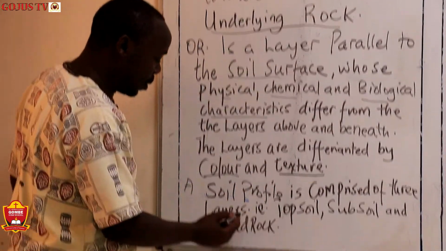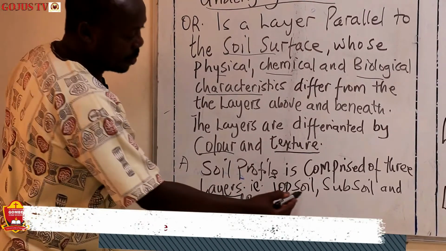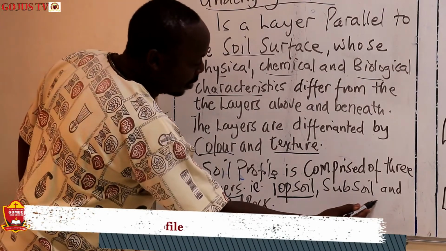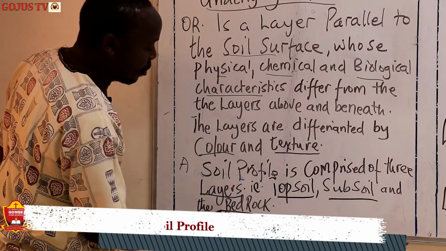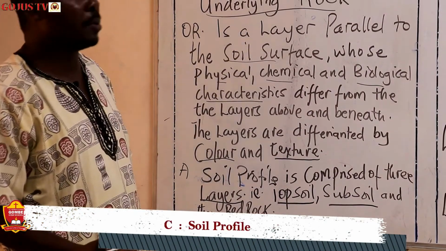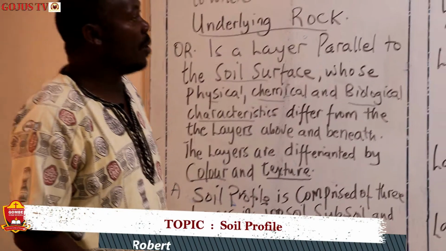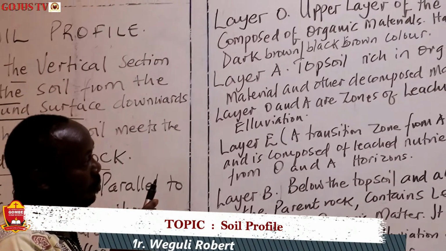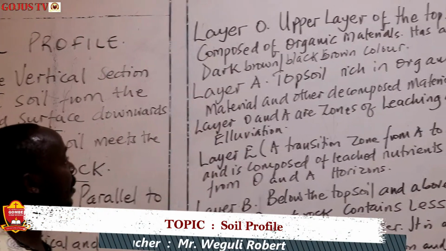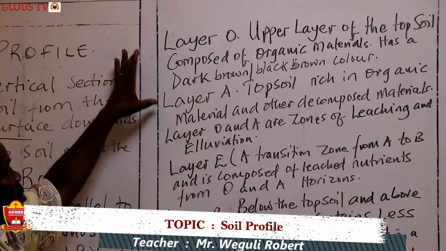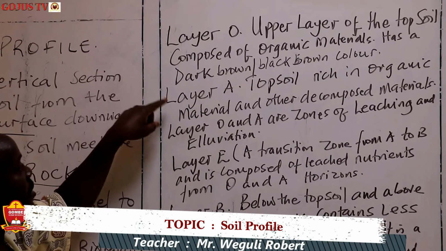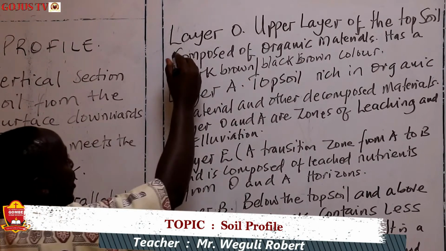The soil profile is composed of three layers: the topsoil, the subsoil, and the bedrock, or what we sometimes call the parent what? The parent rock. However, before we go to the diagram showing us the soil profile, we are going to break down these layers so that we can easily know what is the composition of each layer.